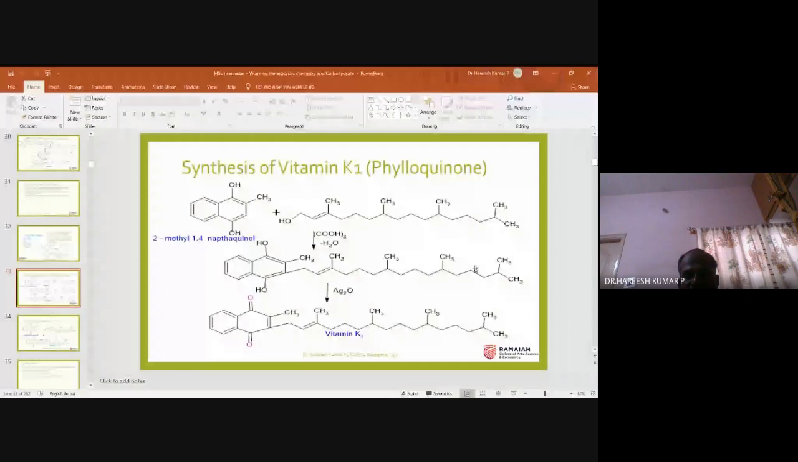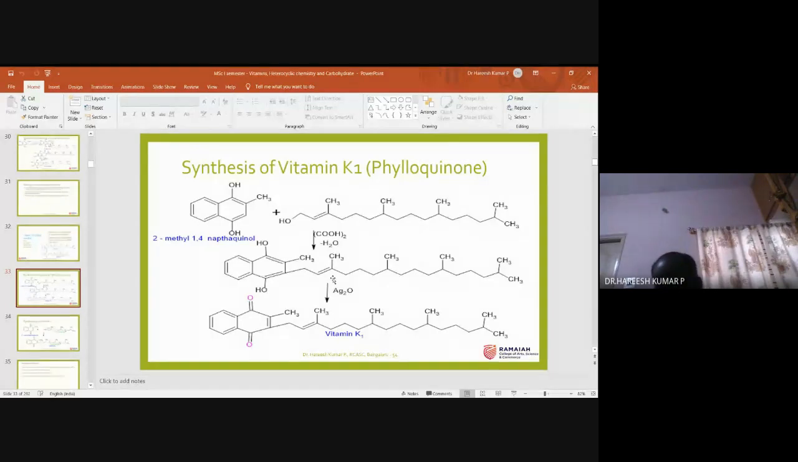And then what is the difference between this and this? So this is a hydroquinone and this is a naphthoquinone. So what is happening from here to here? This is a reduced form. This is an oxidized form. So that means silver oxide is an oxidizing agent. It oxidizes alcohol to quinone. So a naphthoquinone is obtained, and this is vitamin K1. So this is about the synthesis of vitamin K1.